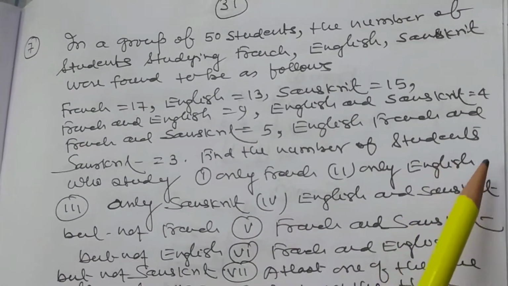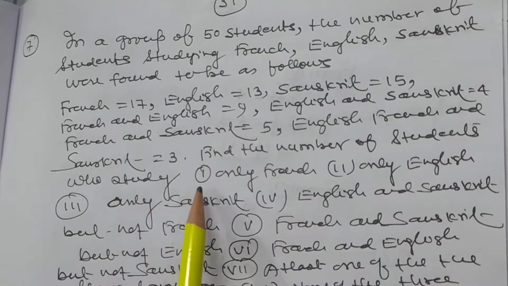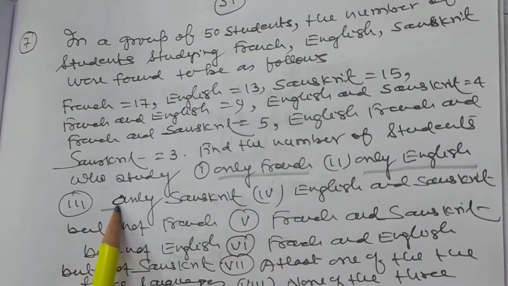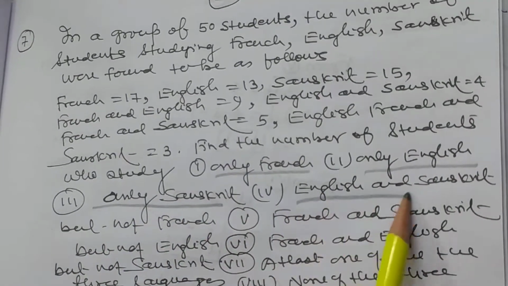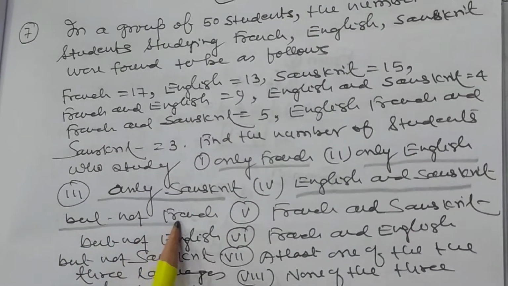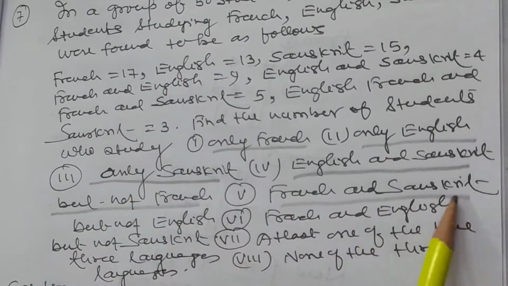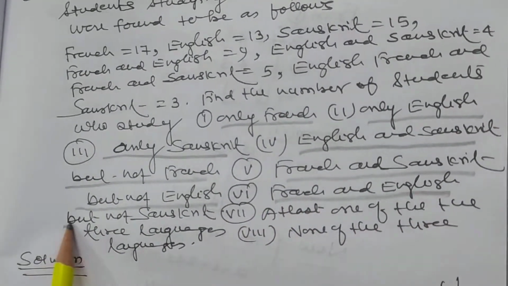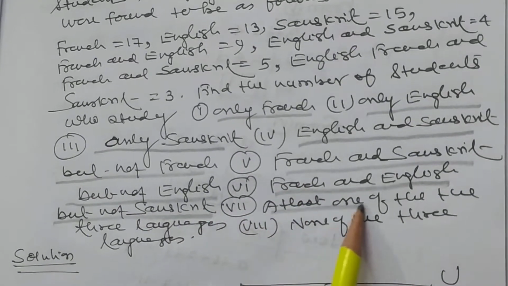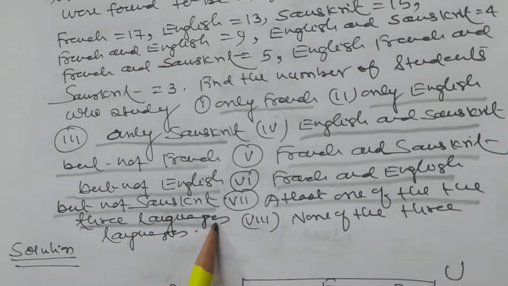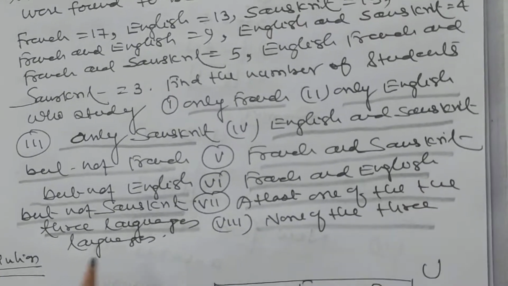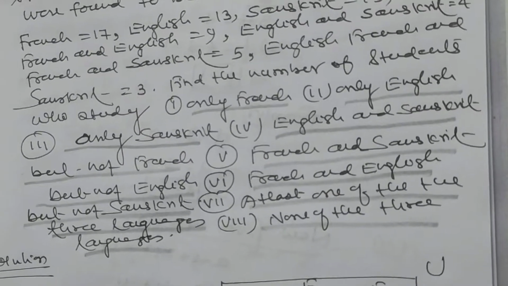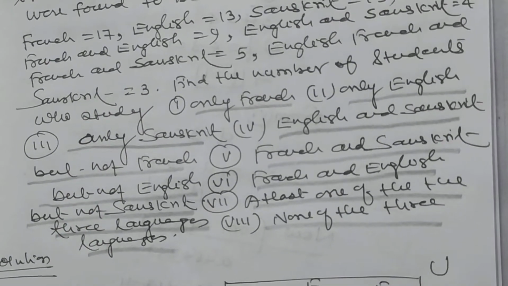Find the number of students who study only French, only English, only Sanskrit, English and Sanskrit but not French, French and Sanskrit but not English, French and English but not Sanskrit, at least one of the three languages, and none of the three languages. My dear students, there are 8 problems connected with this problem.